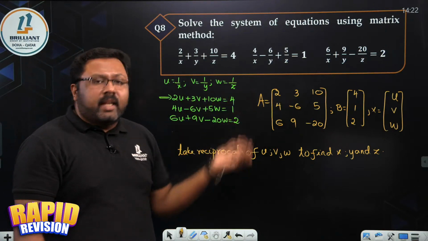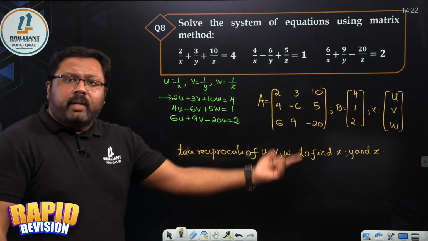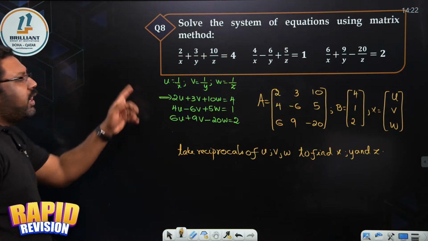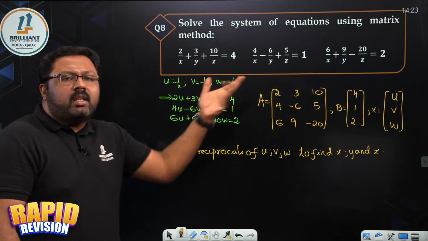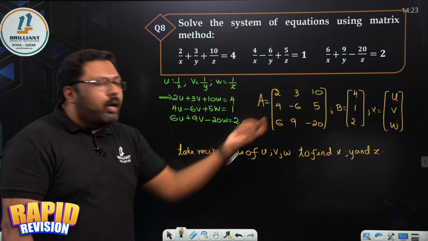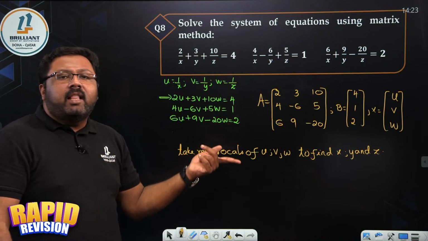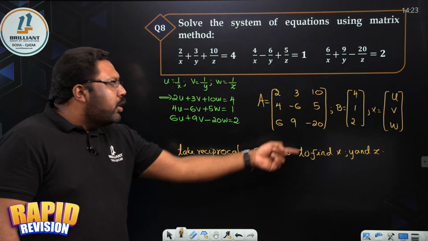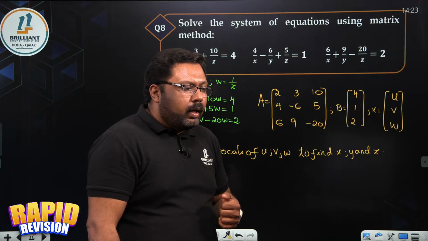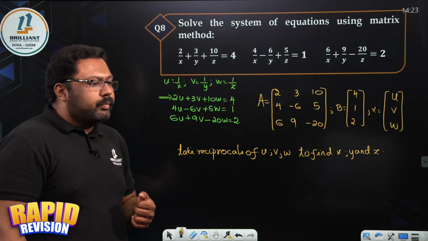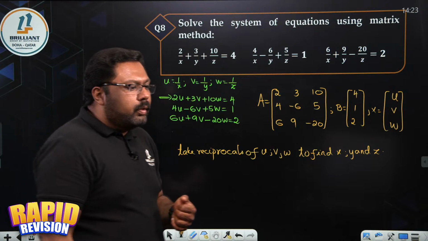So I don't want to do this again because the process of finding U, V, W is similar to what we did in the previous question. So you can just use the previous method, get what is U, V, W and take the reciprocals of U, V and W to find what is X, Y and Z. Okay? Got it? Any doubts?